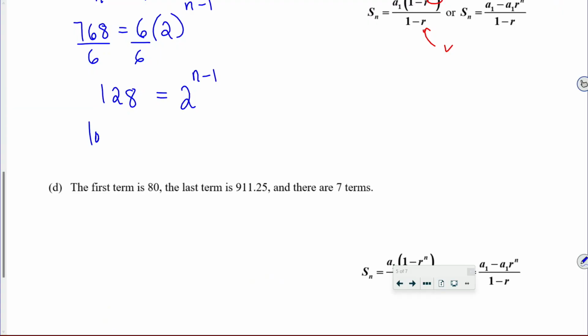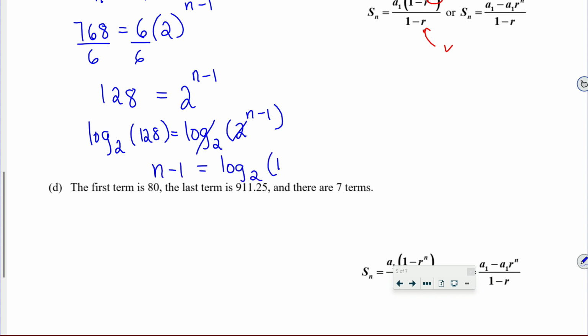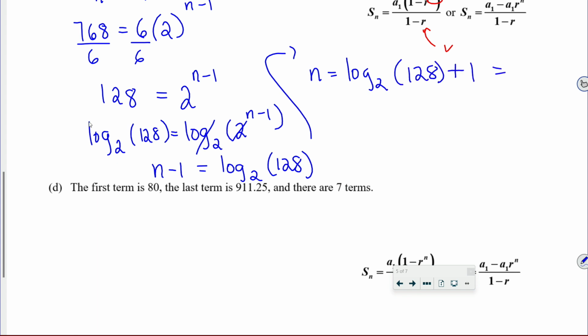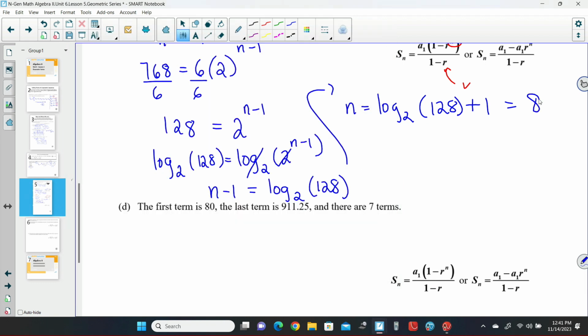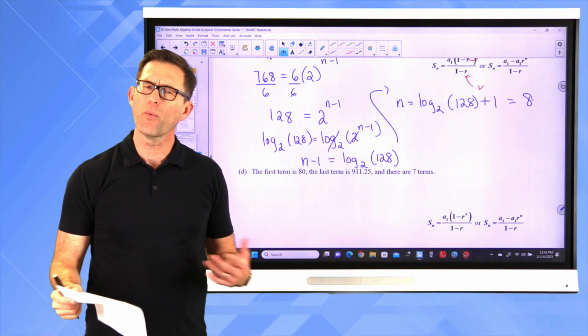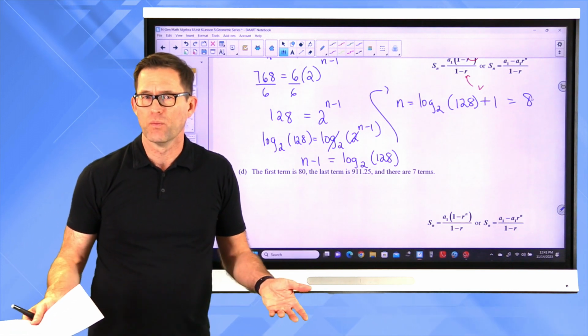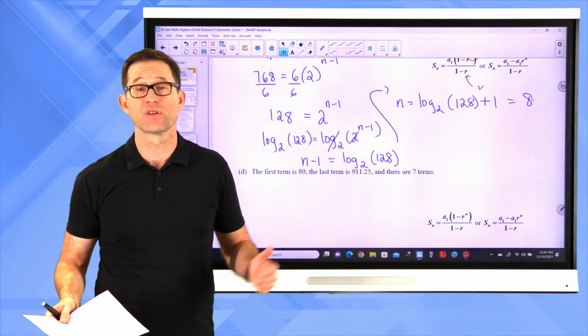If I take the log base 2 of both sides, log base 2 of 2 to the n minus 1, then I'll get these two to cancel. N minus 1 will be the log base 2 of 128. So up here, n will be the log base 2 of 128 plus 1. And of course, I can just take my calculator and go, what is the log base 2 of 128? And then add 1 to it. And that means I've got 8 terms. We could also do that by using the method of common bases, but we did that less in the last unit than using logarithms. Actually, we didn't even do it in the last unit. We did it 2 units ago in our exponential unit.